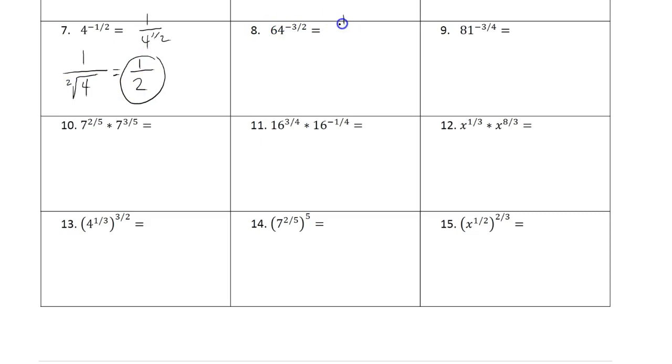64 to the negative 3/2 is 1 over 64 to the positive 3/2, which is 1 over the square root of 64 raised to the third power. The square root of 64 is 8. Raised to the third power, we get 1 over 512.